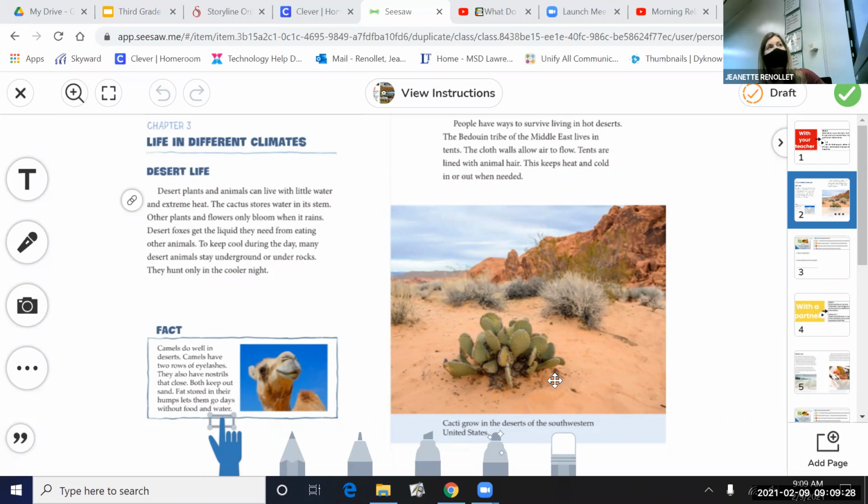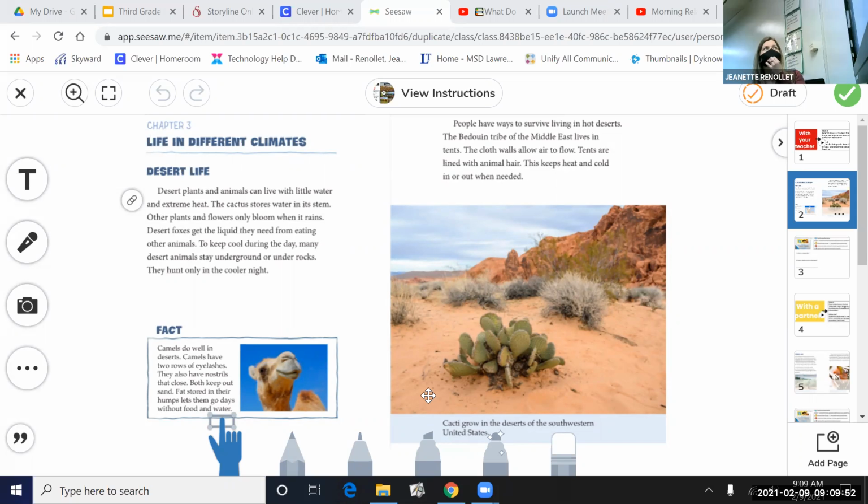We are going to read about the desert climate, and as I read, I want every student thinking of one important thing that you find in the text. One important idea, and I want you to hold it in your head while we read. What's something really important about the desert that we all should know?